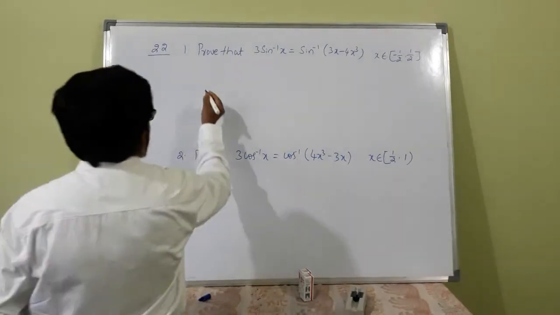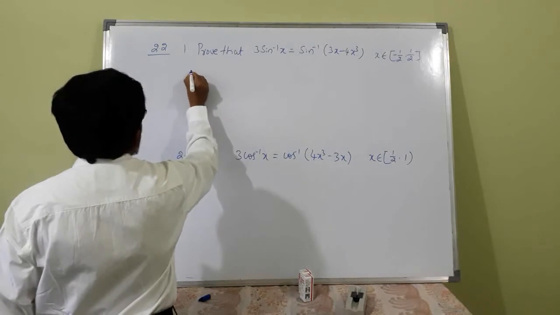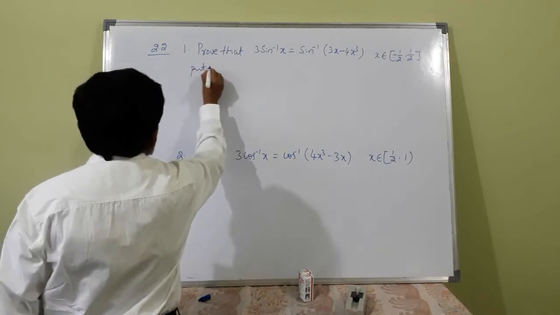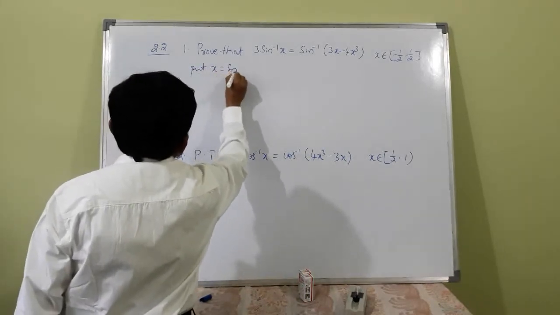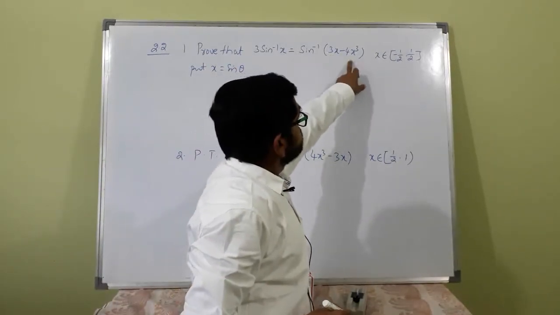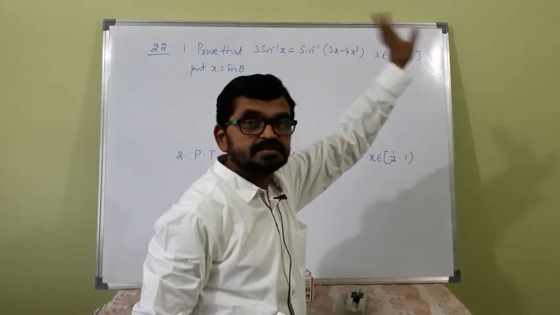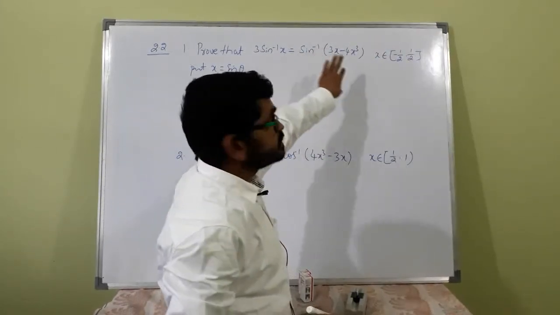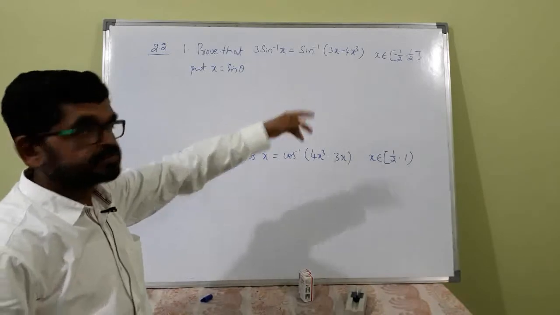Okay, here put x is equal to sin theta because you know the result 3 sin theta minus 4 sin cube theta is equal to sin 3 theta. Sin inverse of sin 3 theta will become 3 theta only.